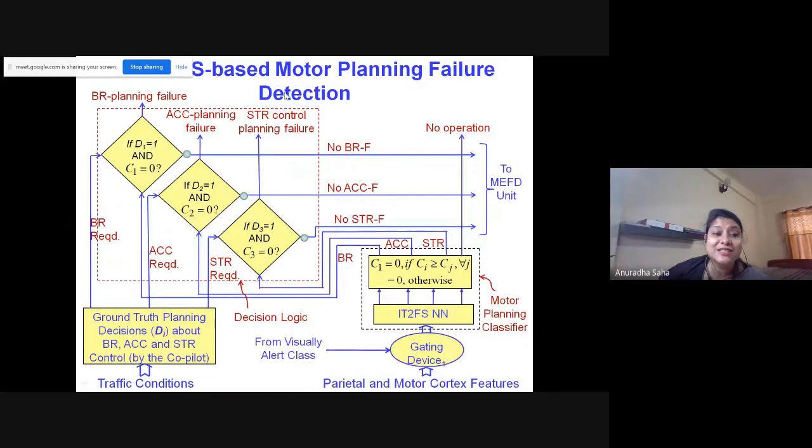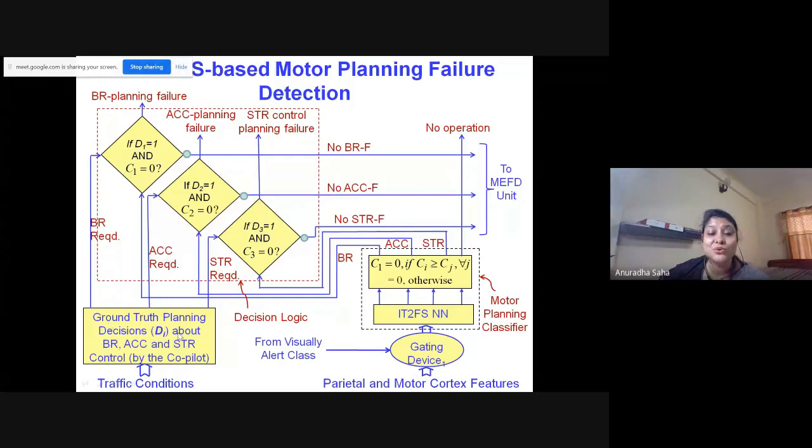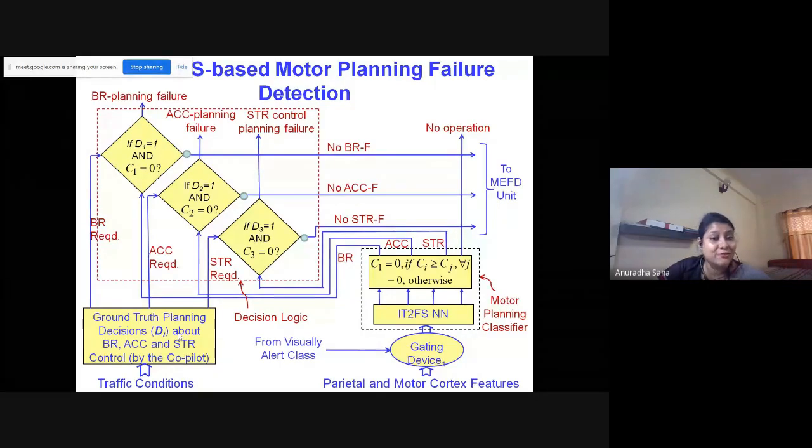So in this manner, this is a motor planning failure detection scheme where we can have ground truths for planning decisions. This ground truth is present beforehand, and it can be achieved from a co-pilot as well. The co-pilot indicates the situations where we need to press the brake, press the accelerator, or steer to the left or right. Obviously those ground truths can't be wrong, right?